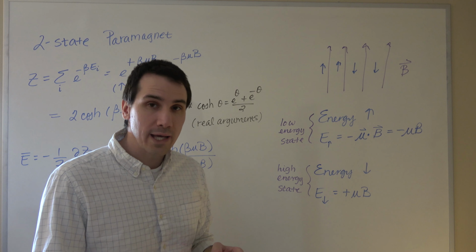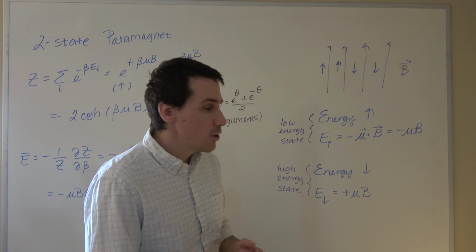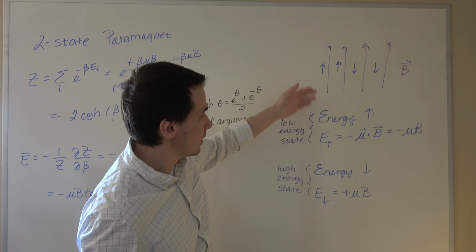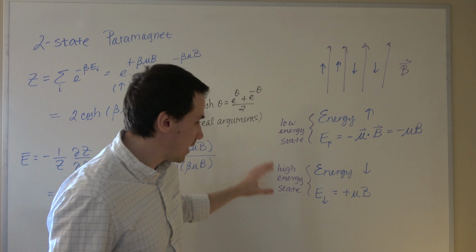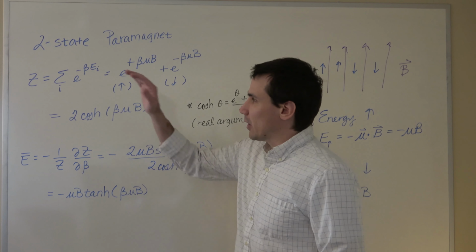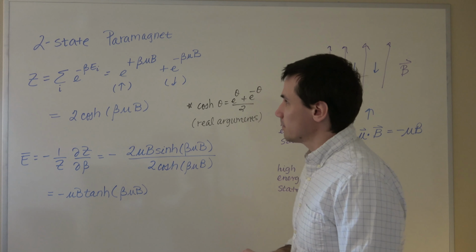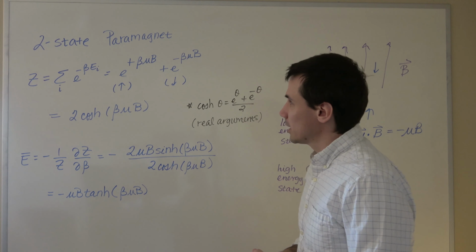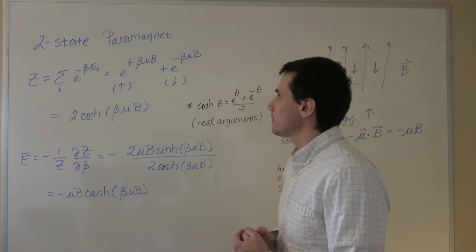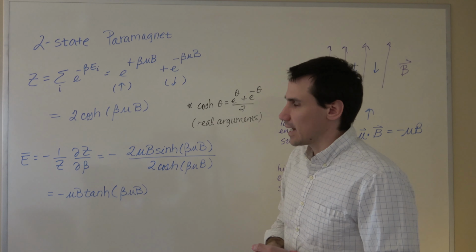Okay, so we have two energy levels with different energies. We have the low energy state where the magnetic moment of the electron is pointing up, and we have the high energy state where the magnetic moment is pointing down. Now we can calculate the partition function for this system. And again, we're just going to add up the Boltzmann factors for the two states. In the case of the electron pointing up, we have e to the plus beta mu times magnetic field. Remember, beta is 1 over kT. And we can do the same thing for the down state.